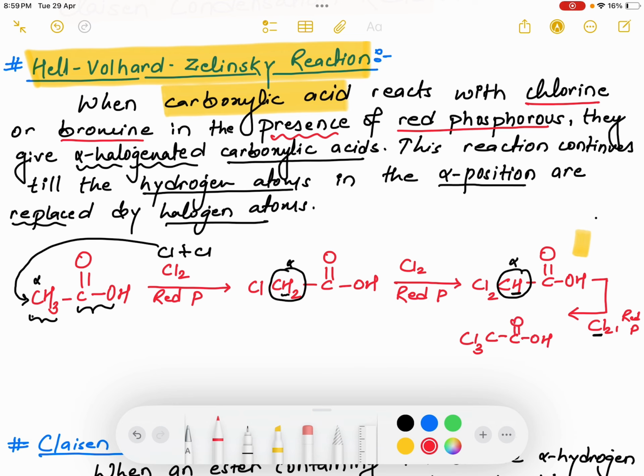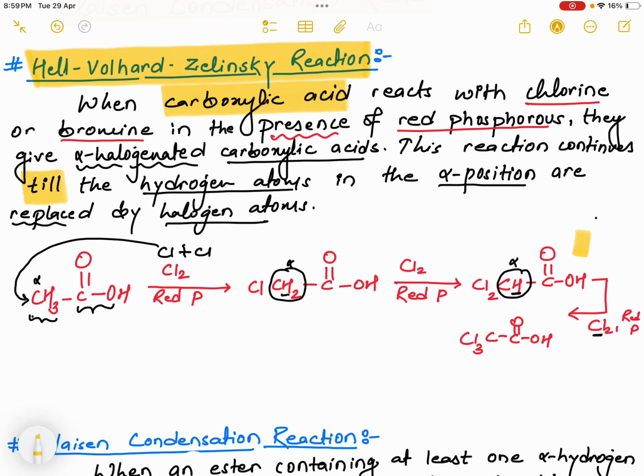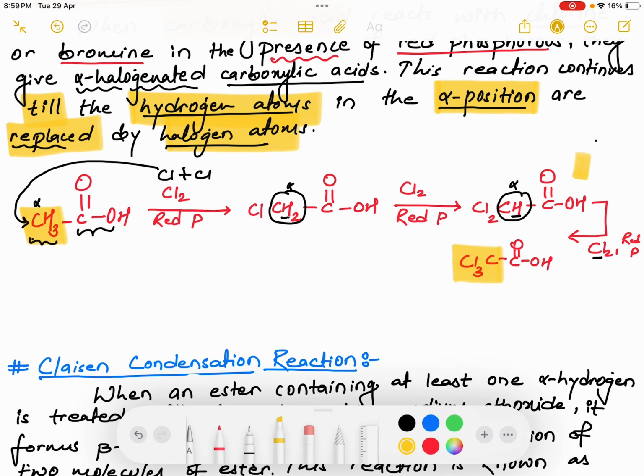So simply what it is saying is the reaction continues. रिएक्शन कब तक होता है, जब तक अल्फा हाइड्रोजन में till hydrogen atoms in the alpha position are replaced by halogen atoms. तो ये रिएक्शन तब तक होता है जब तक अल्फा पोजीशन के सारे हाइड्रोजन को कौन रिप्लेस ना कर दे, हेलोजन. एक और एग्जांपल देके एक्सप्लेन कर देते हैं.